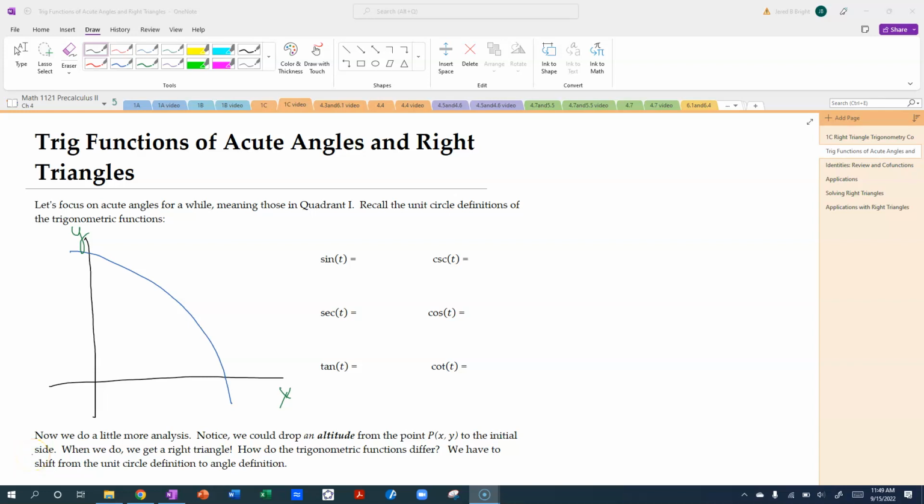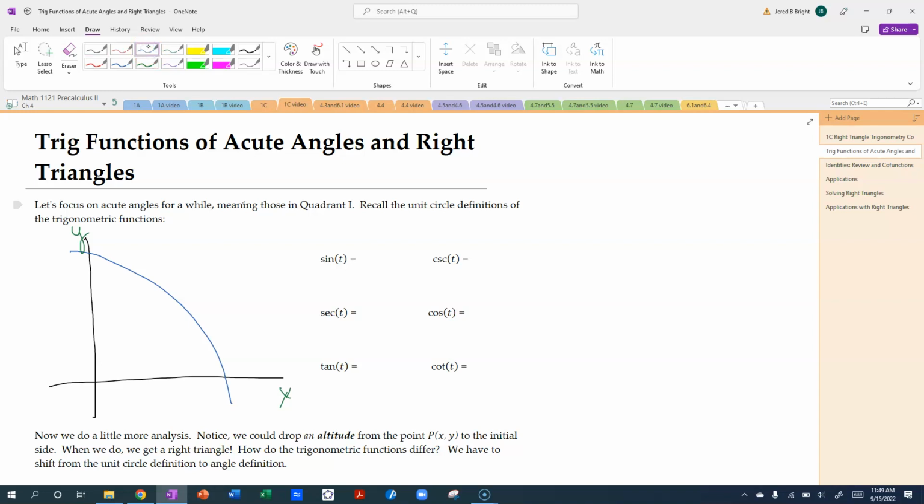So far, we have trigonometric functions defined using the unit circle. Now we're going to look at a different context in which trigonometric functions could be applied, and that is going to be in right triangles eventually, but let's see how to get there. All right, so we are going to focus our studies on acute angles, okay? And acute, remember, those are angles that are less than 90 degrees.